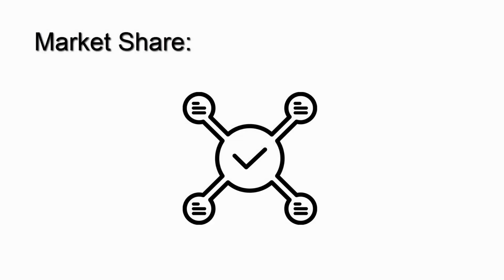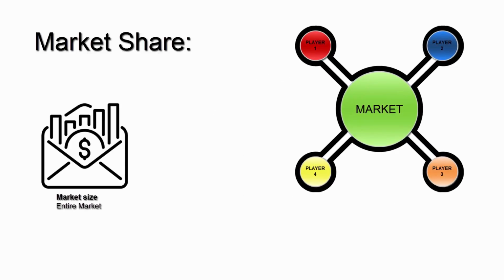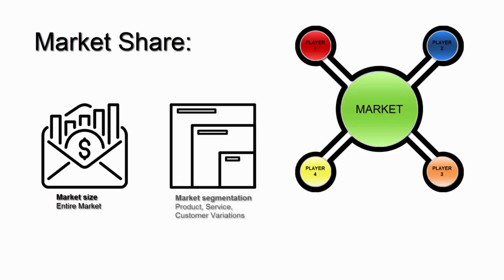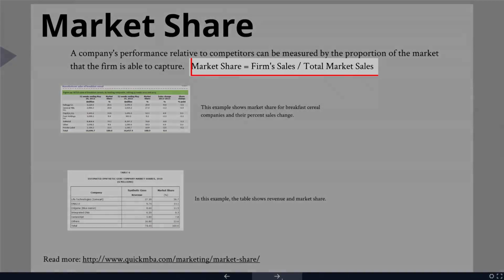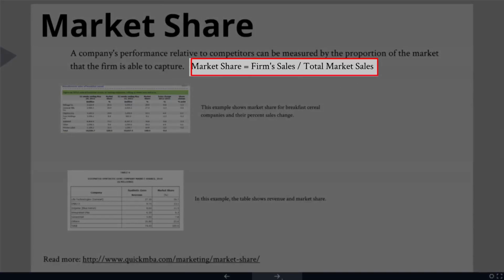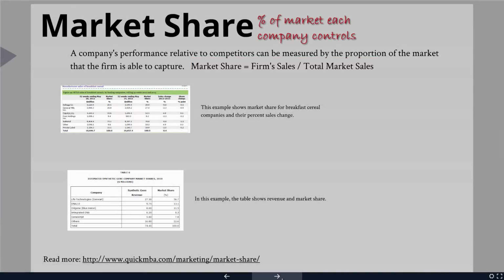So now market share is talking about the individual players within a market or an industry. So whereas market size looked at the entire market, market segmentation looked at either the product or service variations or the different types of customers, market share looks at the players in that industry. So now you're looking directly at the competition. So there's a formula. Market share is a firm's sales divided by the total market sales. This gives you then a percent of how much of the market they control.